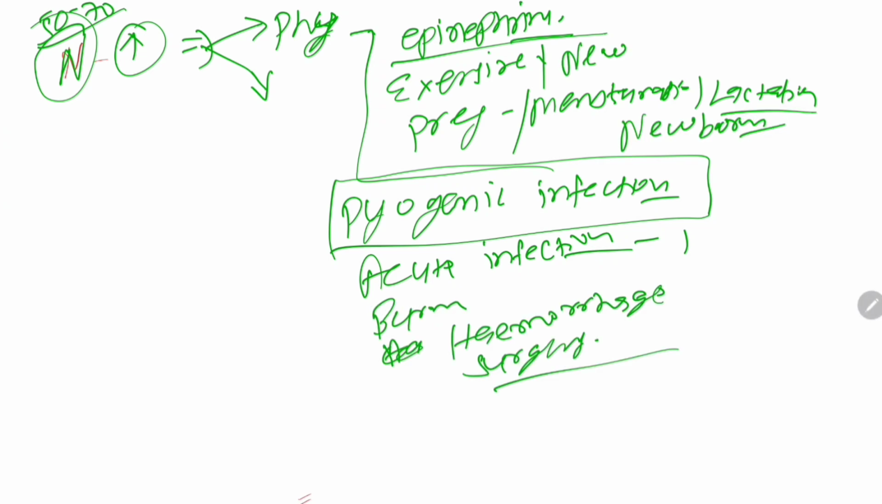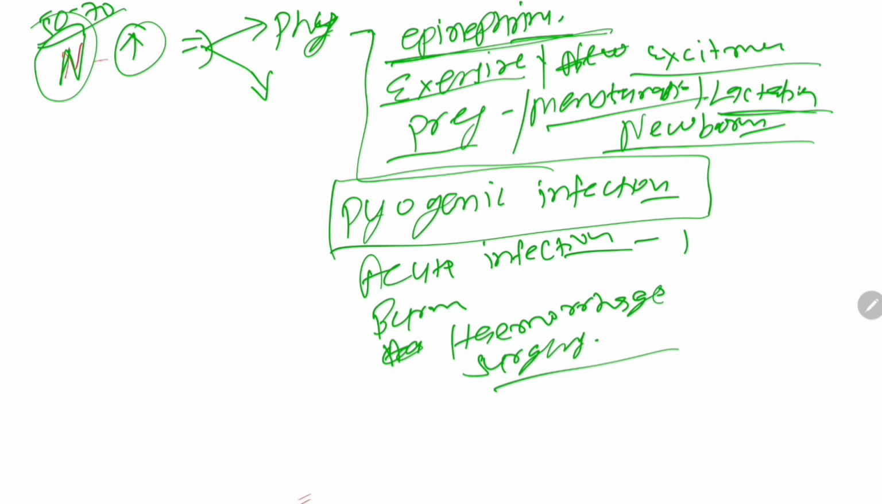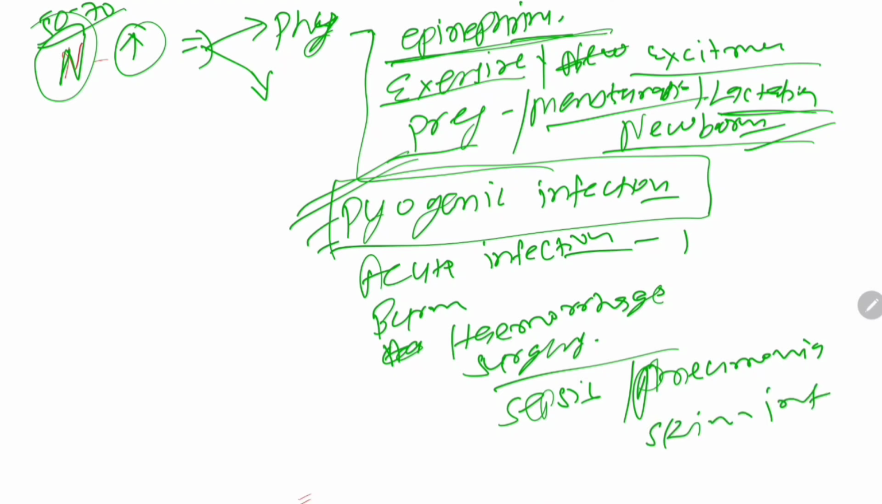So these are the basic things. Exercise, emotional excitement, epinephrine injection, pregnancy, menstruation, lactation, newborn babies: the count is higher. In pathological conditions, acute infection like tonsillitis, sepsis, pneumonia, skin infection. With any type of tonsillitis, suppose, the count of neutrophils will increase.